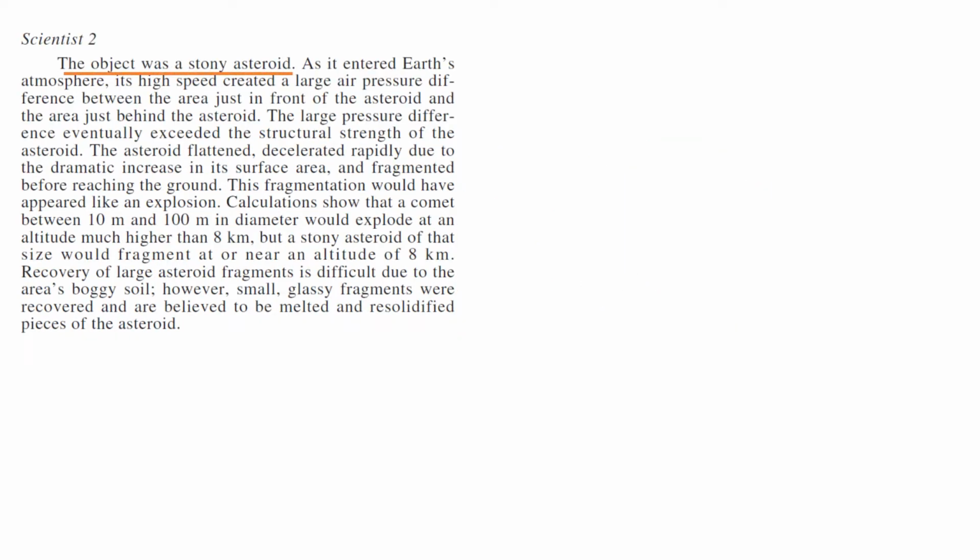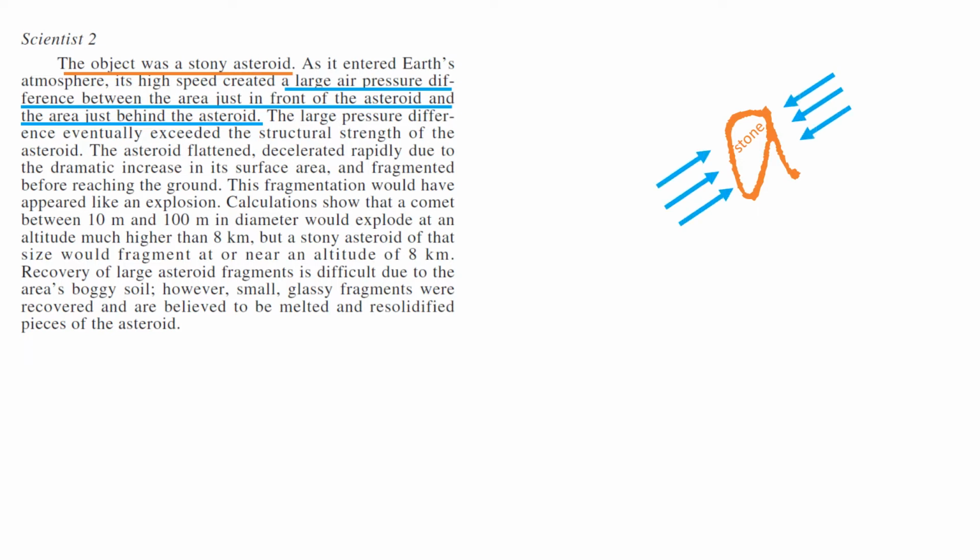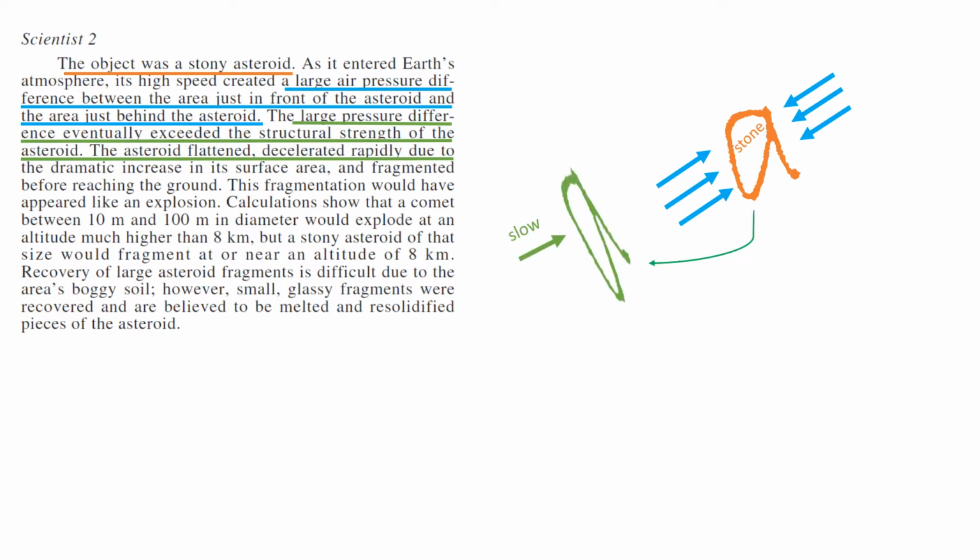Scientist 2, the object was a stony asteroid. So I just put an A and wrote the word stone in it. As it entered Earth's atmosphere, its high speed created a large air pressure difference between the area in front and the area behind. So I'm just doing some arrows to represent wind. The large pressure difference exceeded the structural strength of the asteroid. The asteroid flattened and decelerated rapidly.